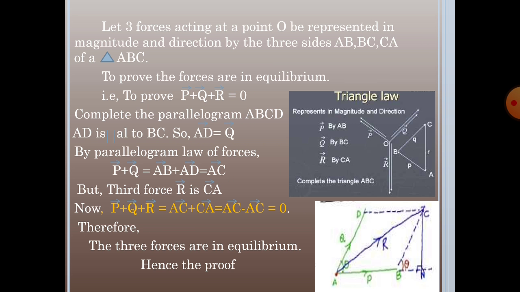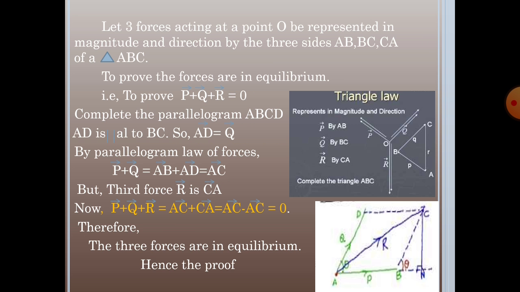For the purpose of proof, we are going to complete the parallelogram ABCD. AB is parallel to DC, that is P vector, and BC is parallel to AD, that is Q. By parallelogram law of forces, vector P and vector Q can be represented as the two adjacent sides AB and AD of the parallelogram. Therefore, the resultant is given by AC. Vector P plus vector Q is equal to AB plus AD vector is equal to AC vector.